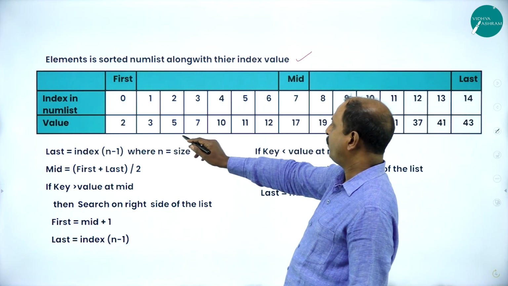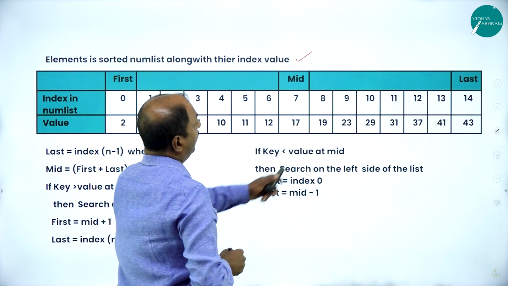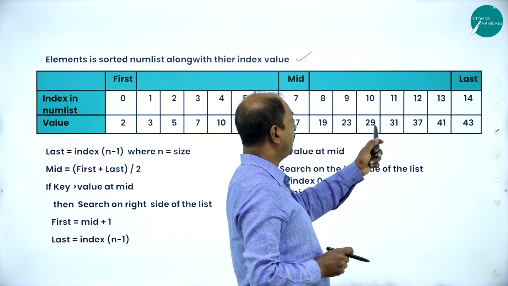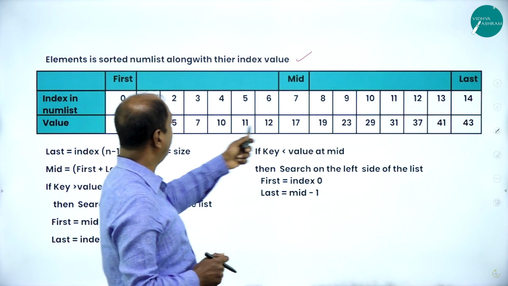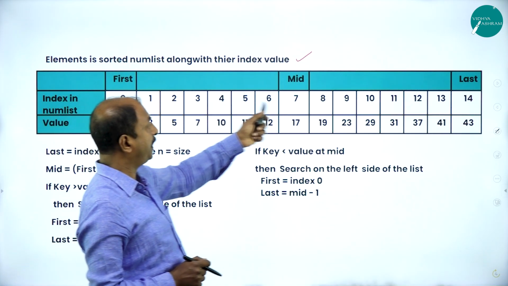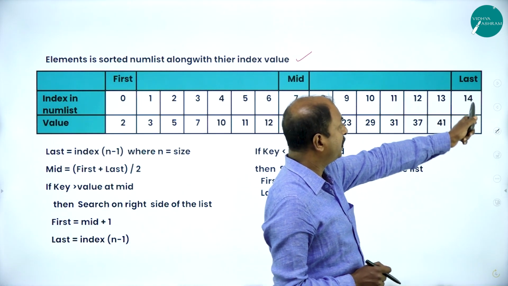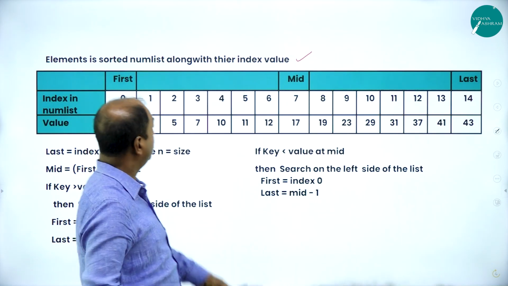So 2, 3, 5, 7, 10, 11, 12, 17, and 19, 23, 29, 31, 37, 41, 43. These are the elements of the given list, and in the first row we have the index. So here the last index is 14 and the length of the given list is 15.